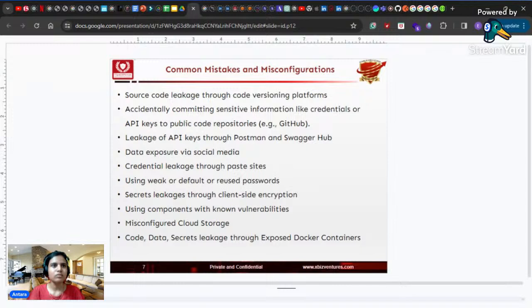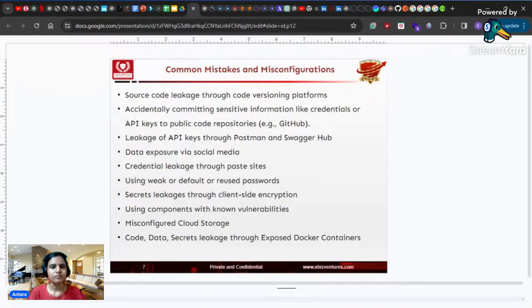And also, some of the credentials and some of the basic information were leaked, which I was able to extract and gain control of. I have mentioned this in a couple of screenshots in the upcoming slides, so I'll quickly share those with you. Next is data exposure via social media.